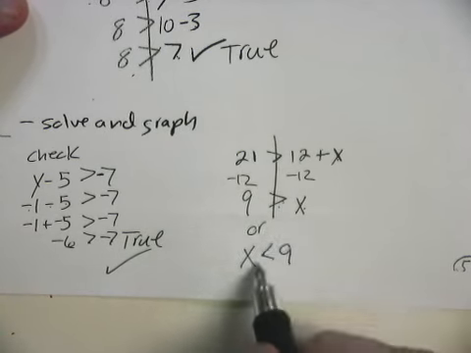Over here for this one, what I'm going to do is draw my line. Go 1, 2, 3. I'm going to put 9 in the middle, and I'm saying any number less than 9. So I'm going to not fill it in, and I'm going to draw it to the left. Any number less than 9. And that is how to add and subtract inequalities.